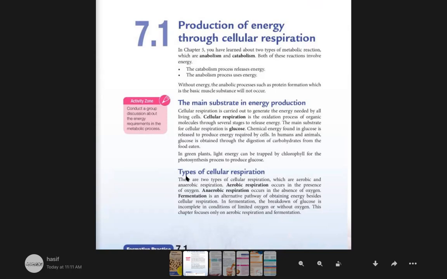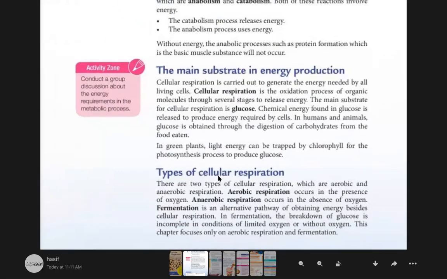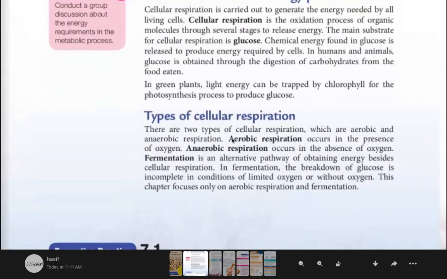Bear in mind, there are two types of cellular respiration. The first one is aerobic respiration. The next one is anaerobic respiration. So let me repeat: cellular respiration has two types, aerobic respiration and anaerobic respiration. Anaerobic respiration is also known as fermentation. It has two names, so you can use either anaerobic respiration or fermentation. They are the same.